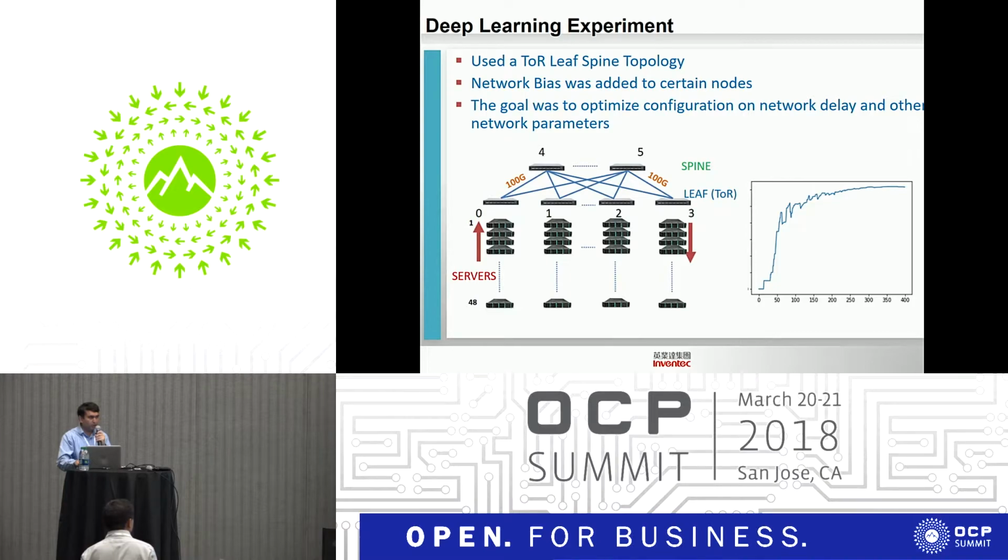There was a small experiment that we had done to add a network bias to certain nodes, and the goal was to optimize for network delay along with some other network parameters. The training was done, and this is where the graph is showing that we were able to train the network.